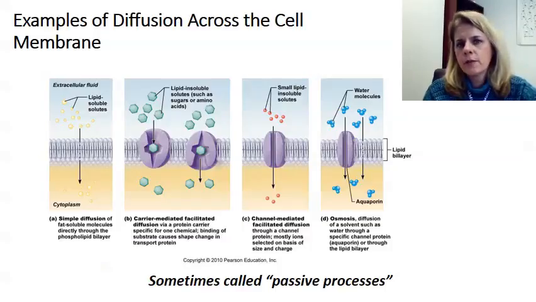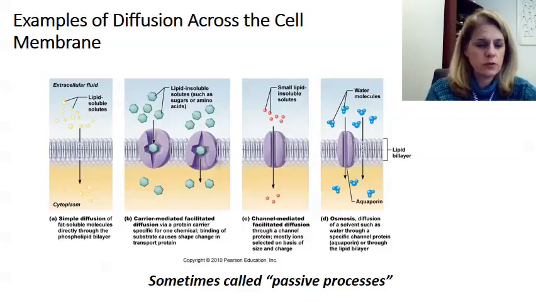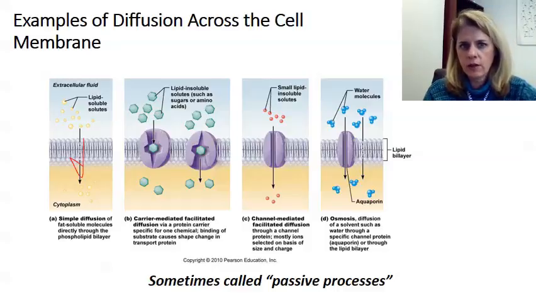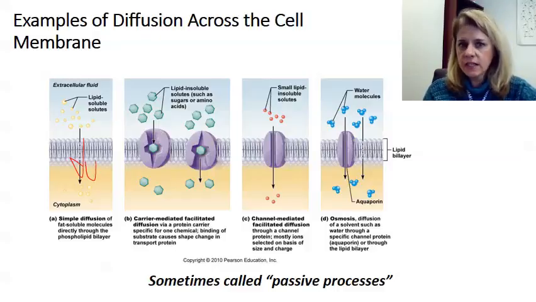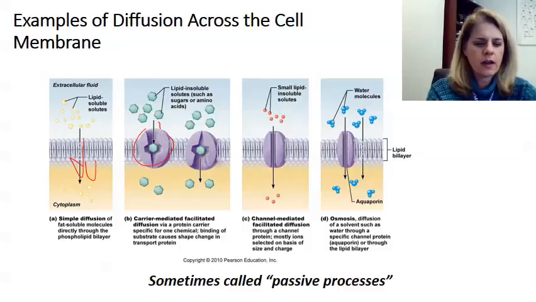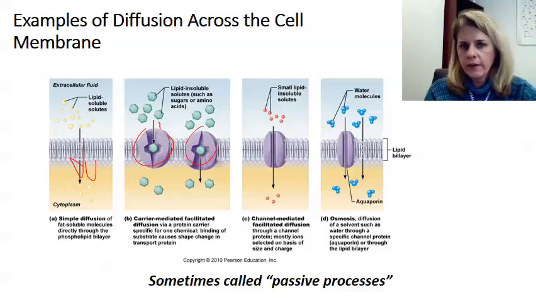So there's several types of diffusion. You have simple diffusion, which is just where things can move through the phospholipid bilayer without anything involved at all. They just go from high concentration to low concentration and go right through the bilayer. If it's facilitated, that means you have some kind of a protein. It can either be carrier mediated or channel mediated.